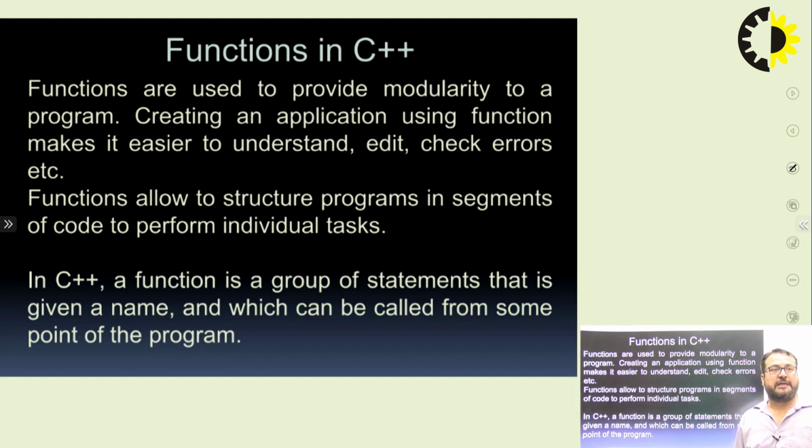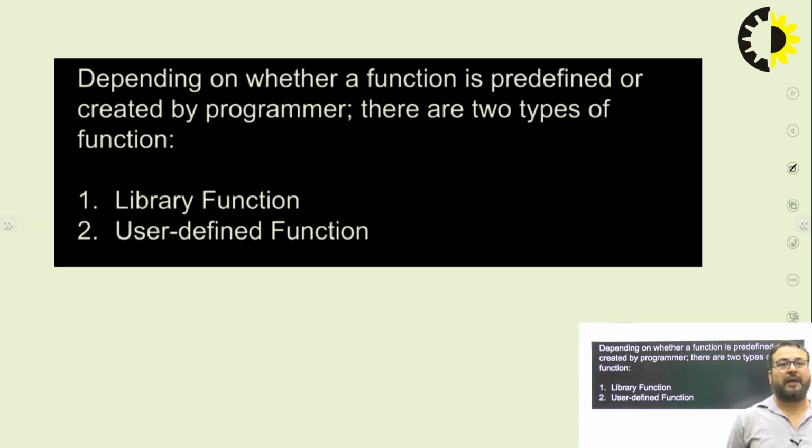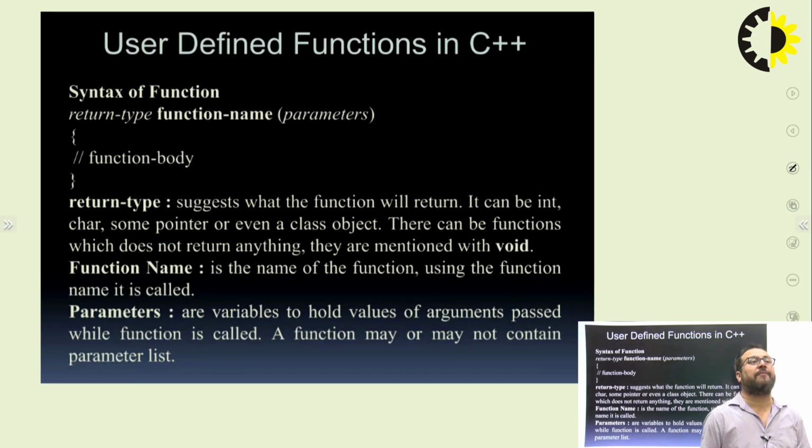So how are we going to use functions in C++? A function could be of two categories. One is the library function, which is defined in header files like stdio.h and conio.h. So they are library functions, and once a user creates one of their own, then it comes under the category of user-defined functions. So what is the syntax of a function?